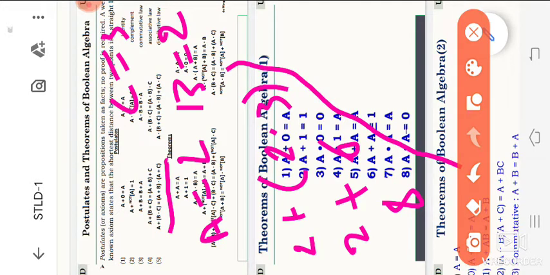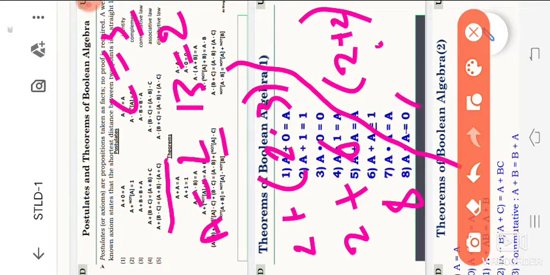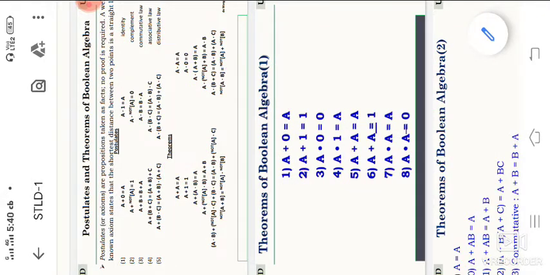Same values we are applying here also. A plus B, A plus C. What is the value of A plus B? 2 plus 2, into, what is the value of A plus C? Totally 5. So 4 into 5, this is the proving of the problem.